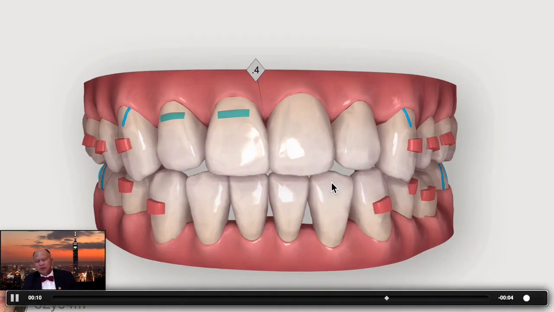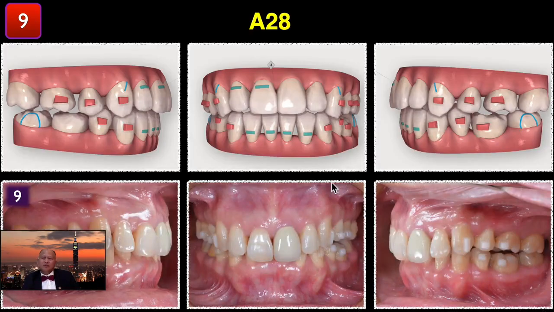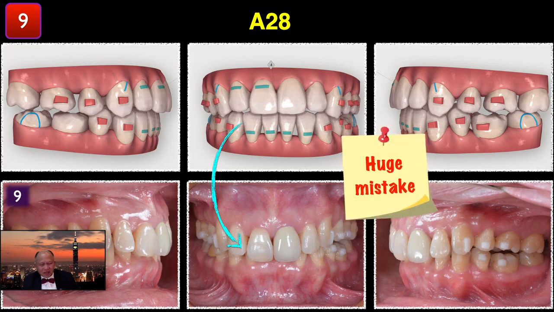This is a beautiful treatment. We see this treatment over and over. 9 months into treatment is supposed to be like this. But unfortunately, in the clinic, it's like this. So what happened? What's happening there? It's supposed to be shallower, but the deep bite is still there and gets even worse. Huge mistake in the clinic.